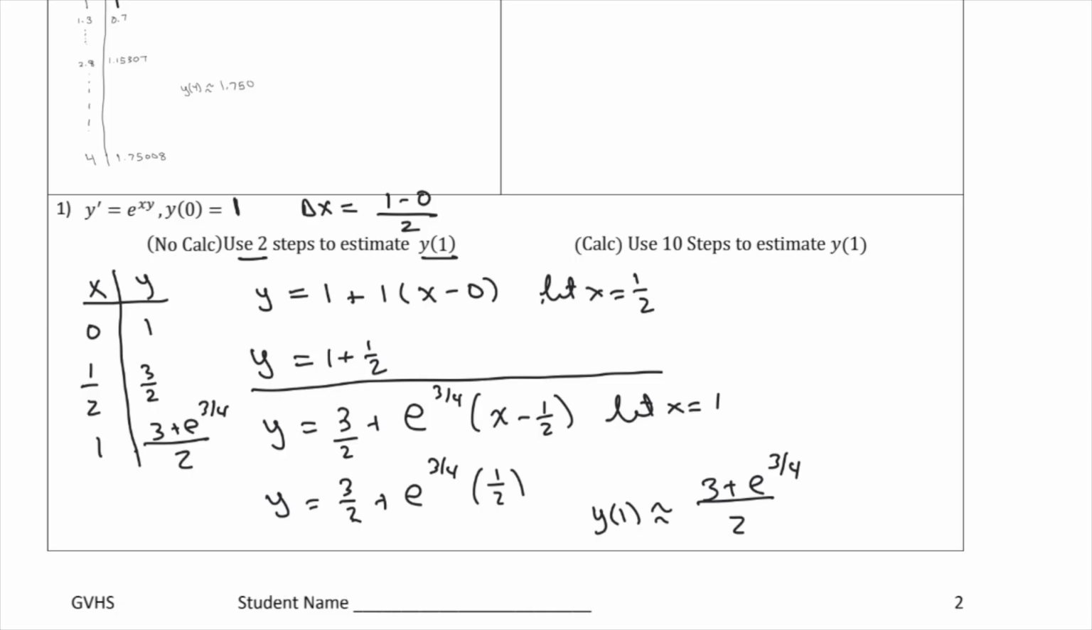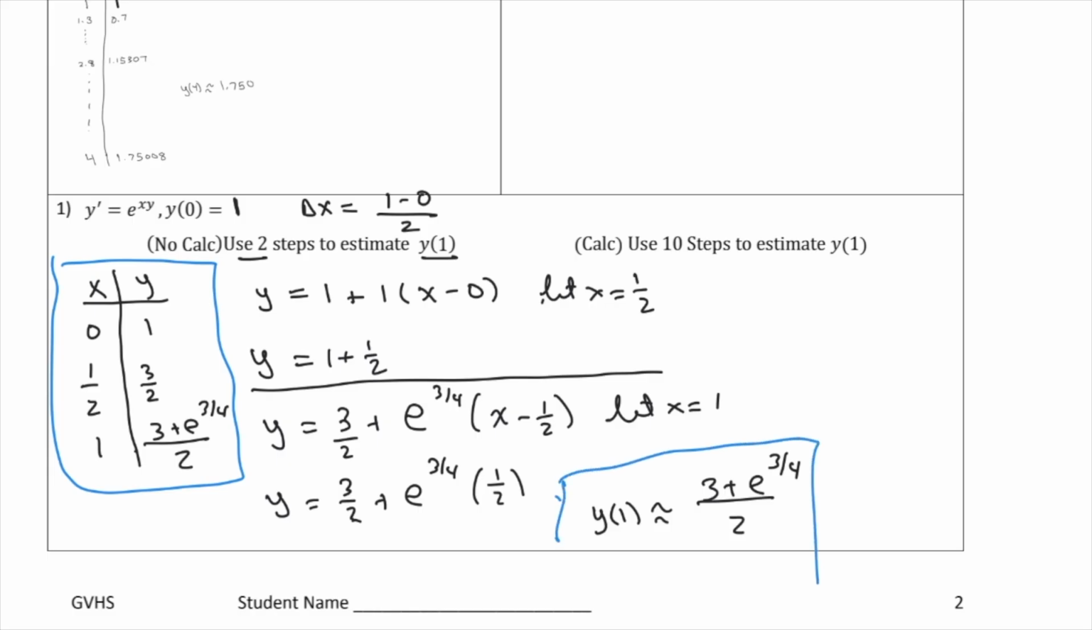Notice again, I drew a table. The table is what AP is expecting, and I have stated my answer. So again, you will use your calculator and your formula with 10 steps to estimate y at 1. Make certain you provide your table of values and the final solution.